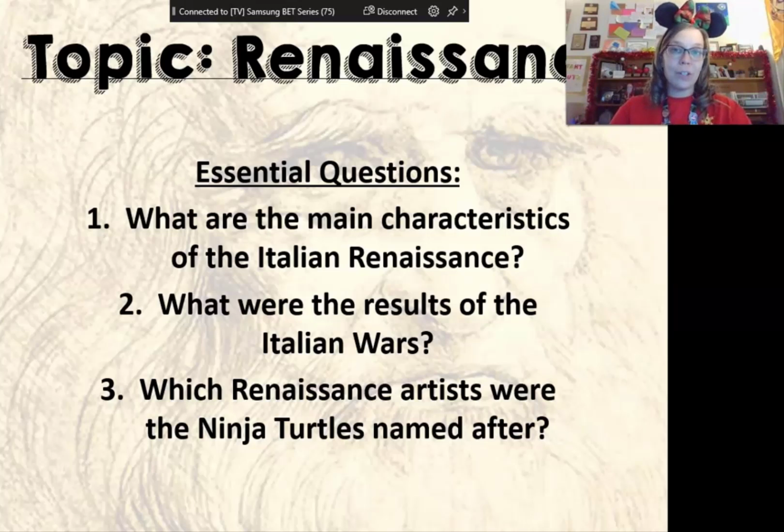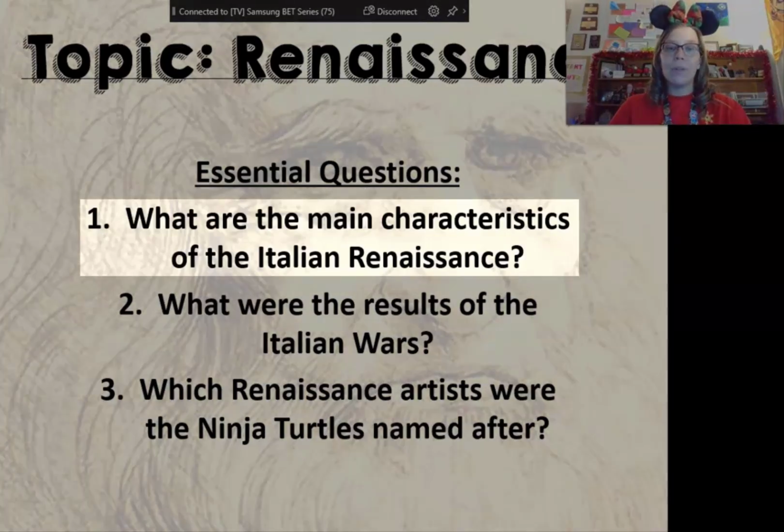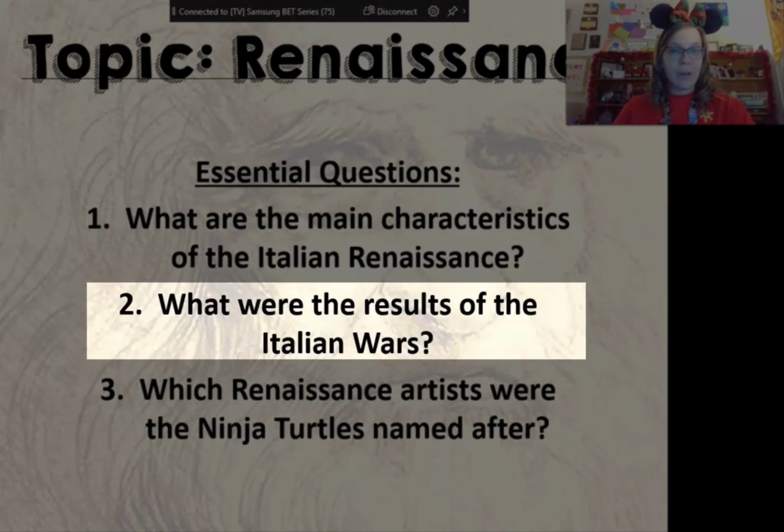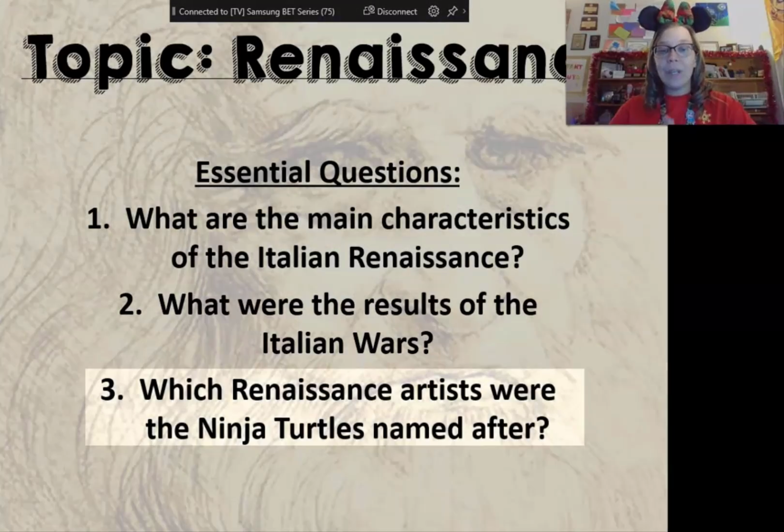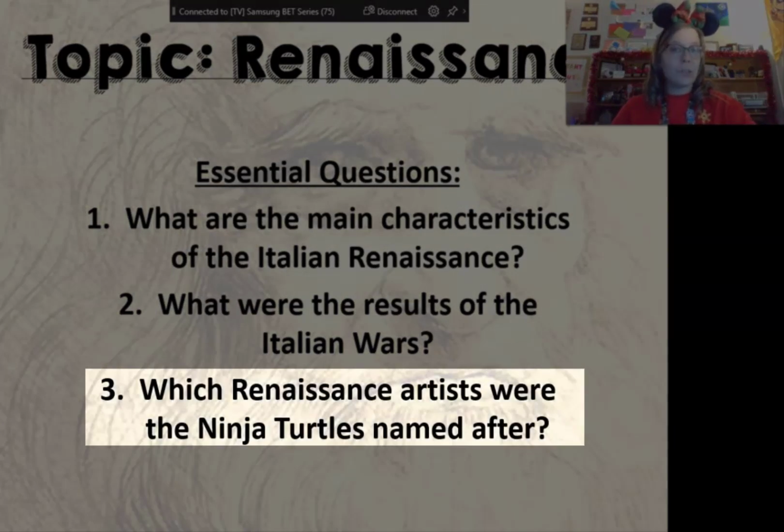Your essential questions for this set of notes are: 1, what are the main characteristics of the Italian Renaissance? 2, what were the results of the Italian Wars? And 3, which Renaissance artists were the Ninja Turtles named after? And that last one's just for fun.